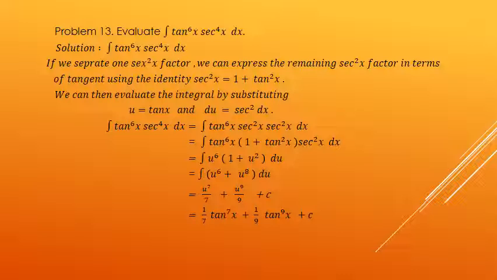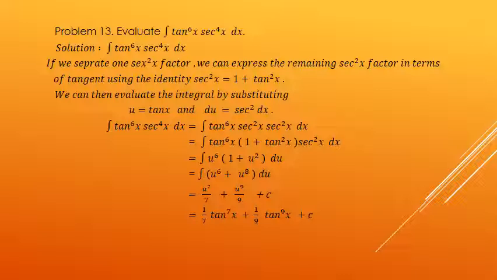So again, in the trigonometric functions, we know that sec^2 x equals 1 plus tan^2 x. So we split sec^4 x into sec^2 x times sec^2 x, and then we can evaluate the integral by substituting. Here we put u equals tan x, and when we take the derivative of u with respect to x, we get du equals the derivative of tan x, which is sec^2 x dx.